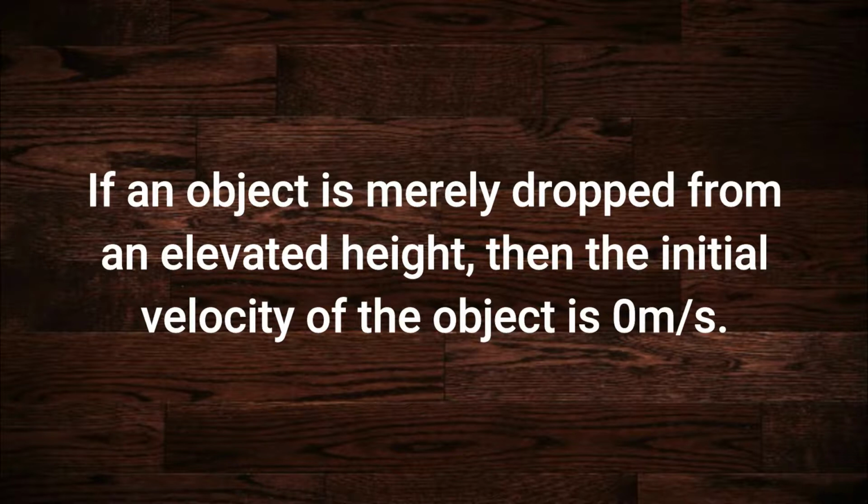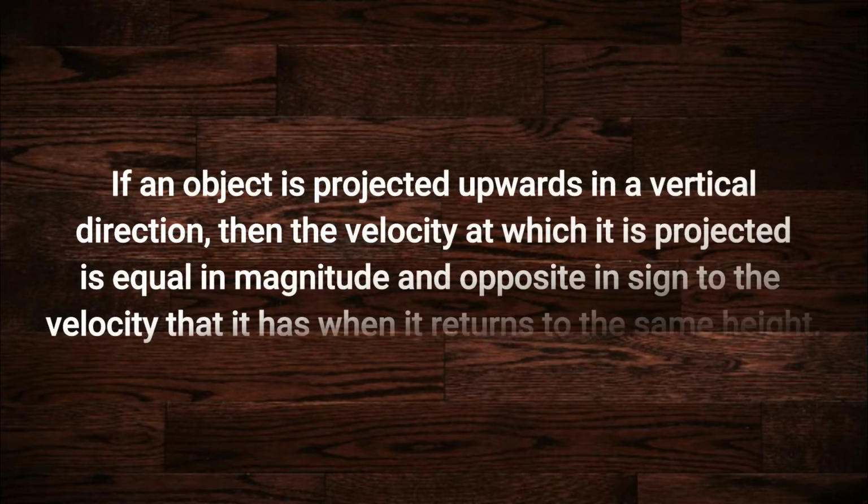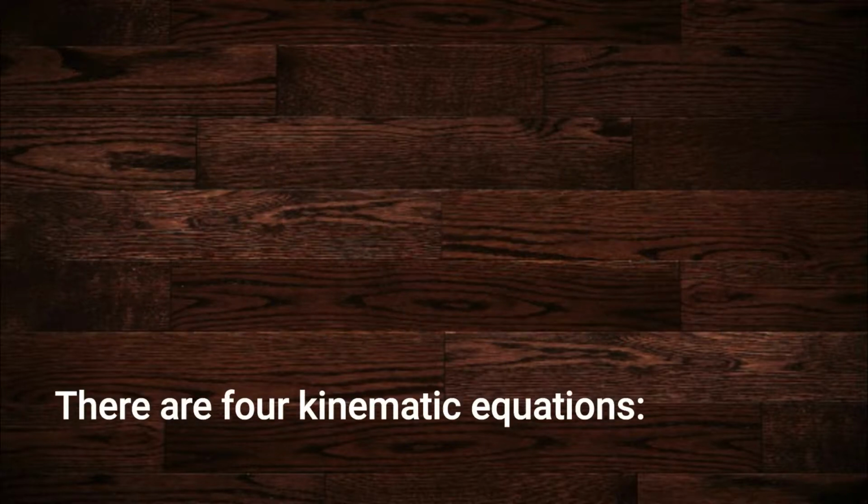Third, if an object is projected upwards in a vertical direction, then it will slow down as it rises upward. The instant at which it reaches the peak of its trajectory, its velocity is 0 meters per second. Fourth, if an object is projected upwards in a vertical direction, then the velocity at which it is projected is equal in magnitude and opposite in sign to the velocity that it has when it returns to the same height.